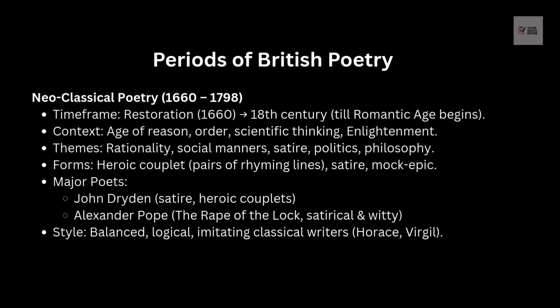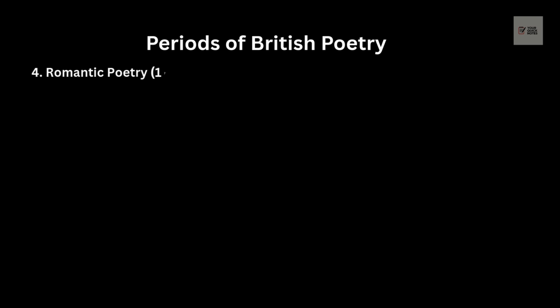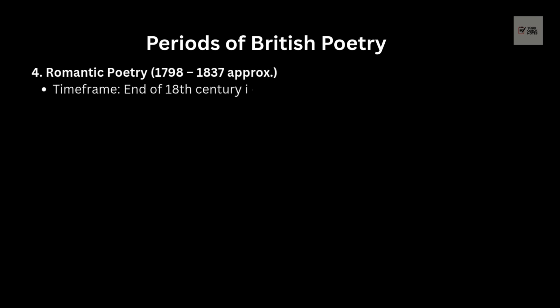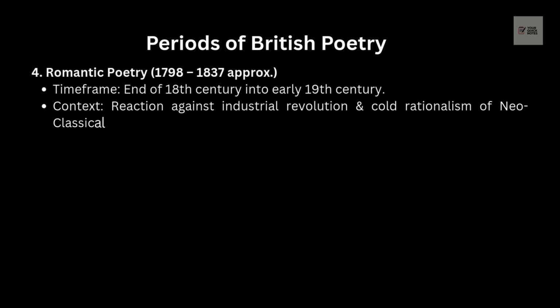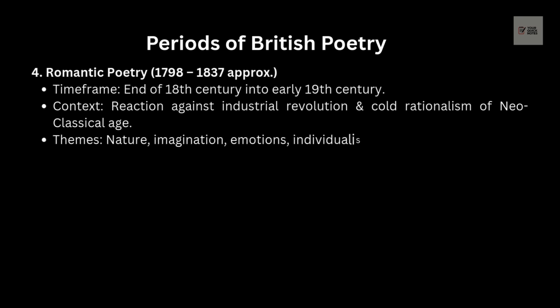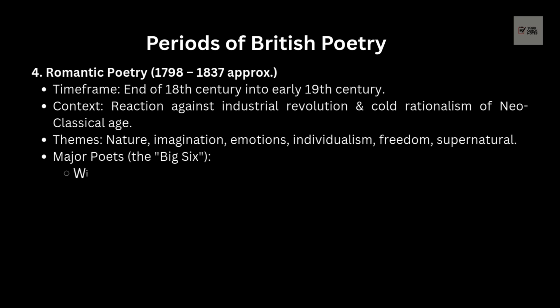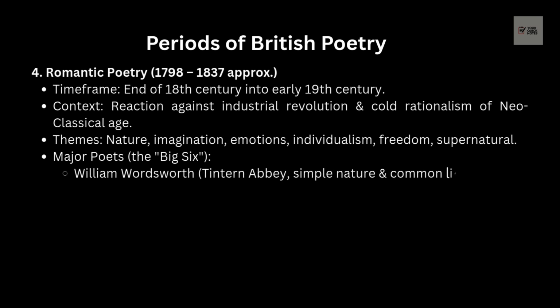like Horace and Virgil. Now we enter the beautiful world of Romantic poetry, which began around 1798 and lasted till the early 1830s. This age came as a reaction against the strict rules and logic of the neoclassical period. Romantic poets believed that heart is greater than head. They celebrated nature, imagination, emotions, freedom, and even the supernatural. Instead of society's rules, they focused on the individual and personal feelings. The common forms were lyrical poems and odes, written in a free and emotional style.